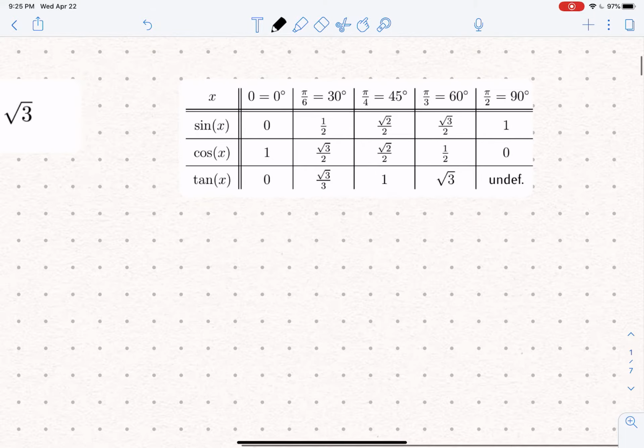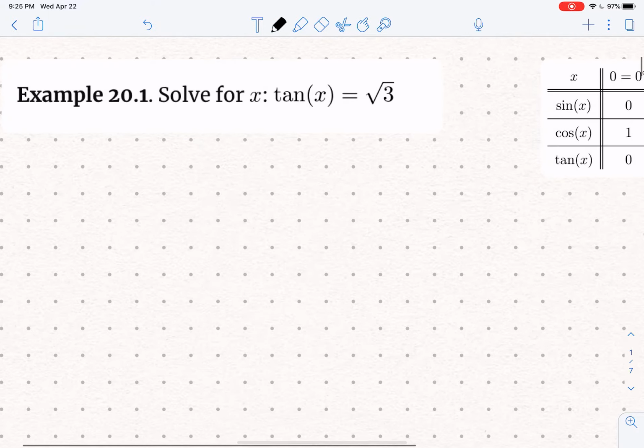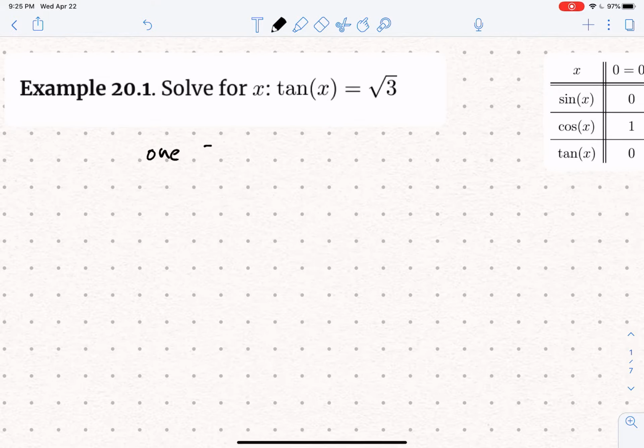Here's our table of trig functions at basic angles in the first quadrant. And here we're looking when tangent x is equal to radical 3. And you'll see that the angle that comes from is the angle pi over 3, or 60 degrees. I'm going to use radians here, so let's say pi over 3 for that angle. So one solution is x equal pi over 3.